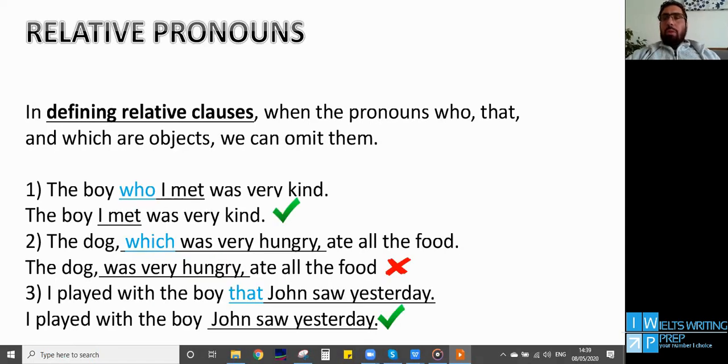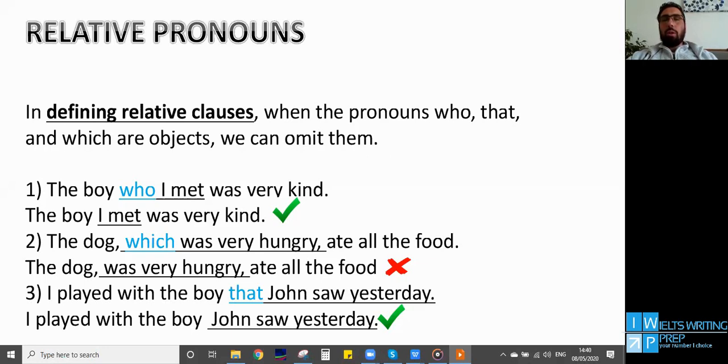Now, with who, which, and that, when who, which, or that is the object of the sentence, we can omit it. We can drop it. Okay. So, who I met yesterday, the boy I met was very kind.